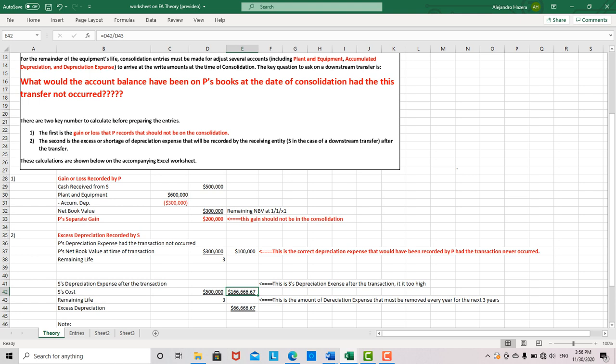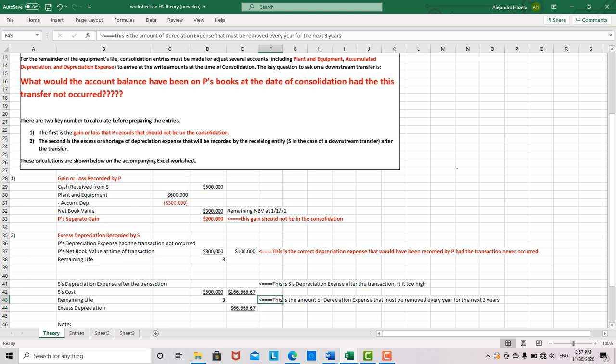$166,667 of depreciation basically. So what's happening here is, if this transaction had never occurred, P would have recorded $100,000, remaining net book value over the remaining life. The asset was transferred from P to S. P wipes it off the books, and S then records it at $500,000, which is what it paid for. So S is going to be recording $166,667. So S is recording $66,000 of depreciation too much.